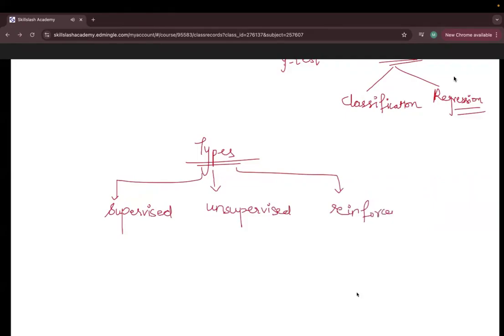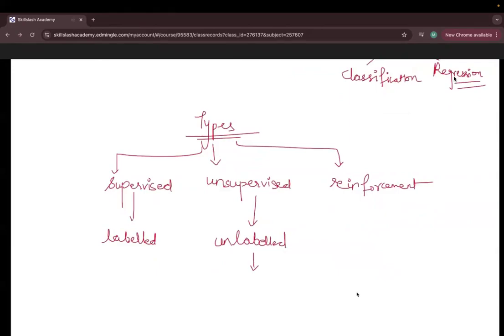Supervised will have labeled data, and unsupervised will have unlabeled data. Okay. And when I talk about labeled data, it means pattern matching or pattern making. It's a bit easy here. And then I'm talking about unlabeled data, which means here the concept of clustering comes into the picture. This is a whole topic within itself. When we talk about clusters, it is a separate topic. Okay, we'll talk about this.